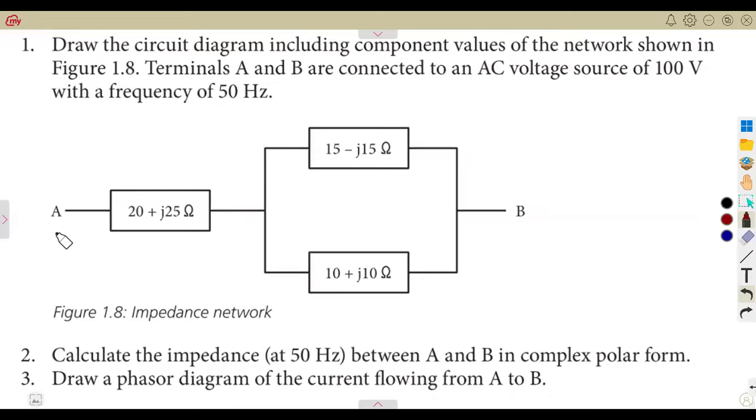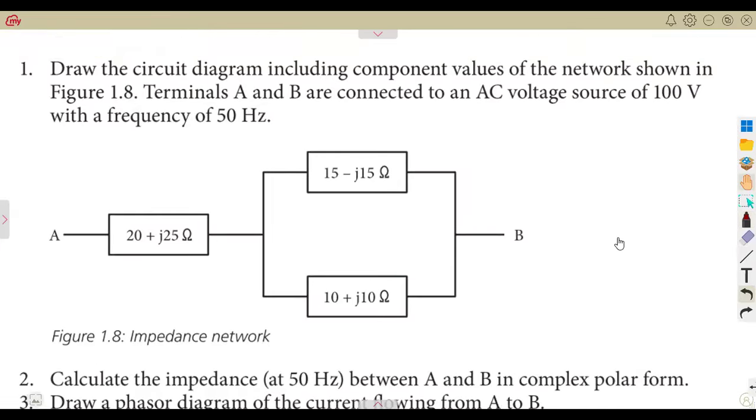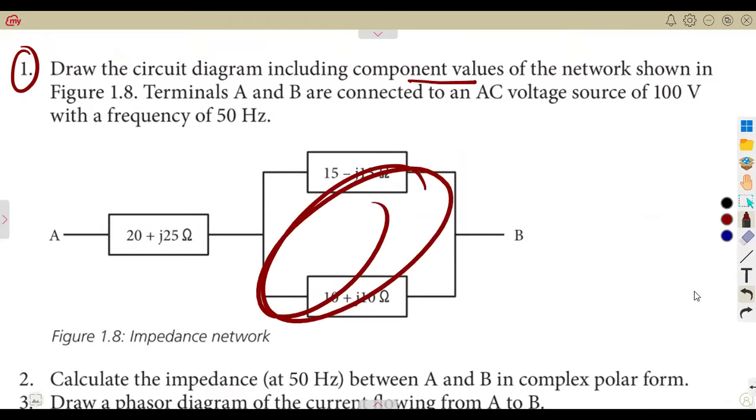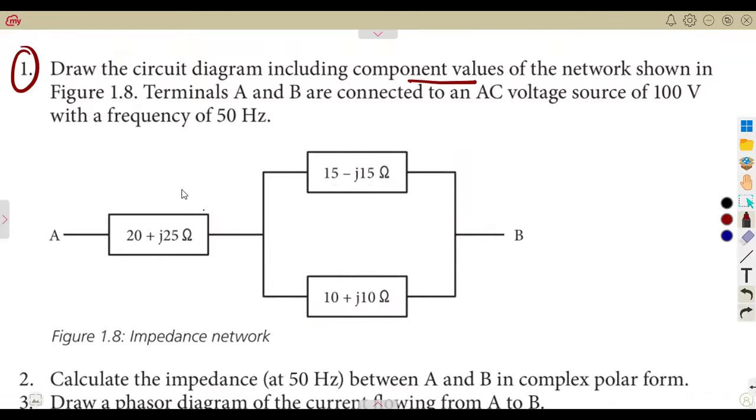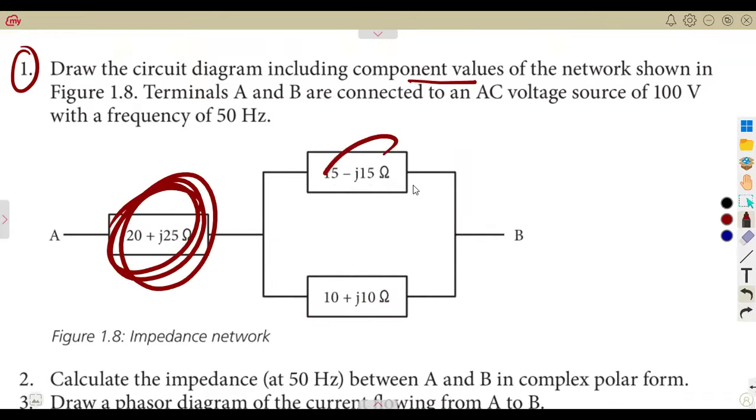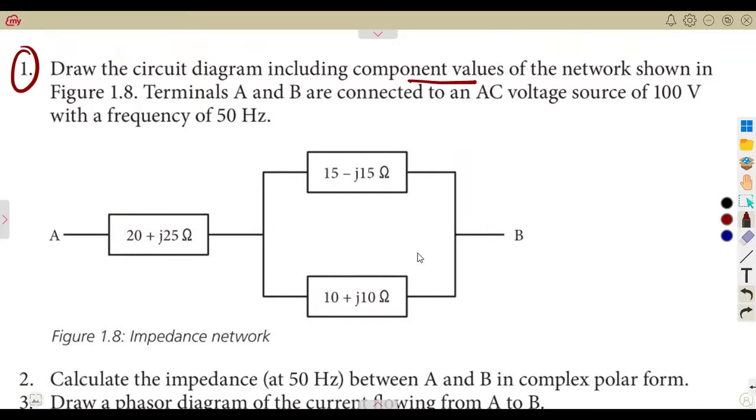So considering our question, in this case, we are given that is to draw, number one, draw the circuit diagram, including component values, of the network shown in Fig 1.8. We are given the impedance network, and from this, you are asked to present it in terms of the component values.